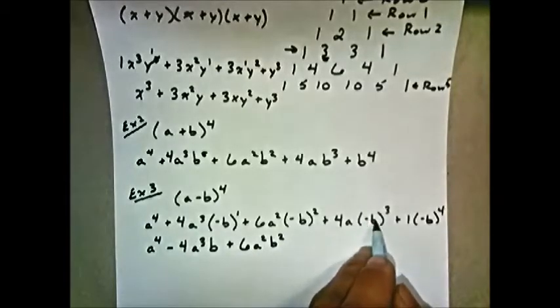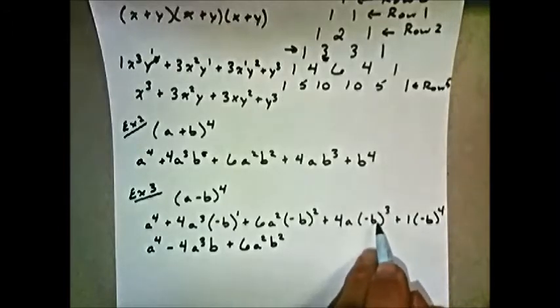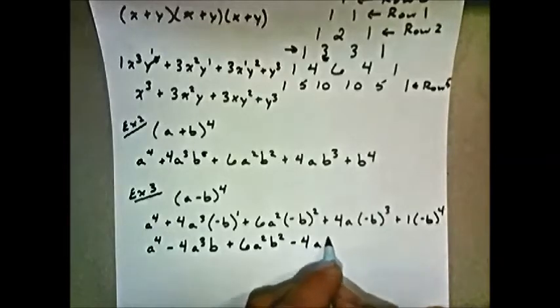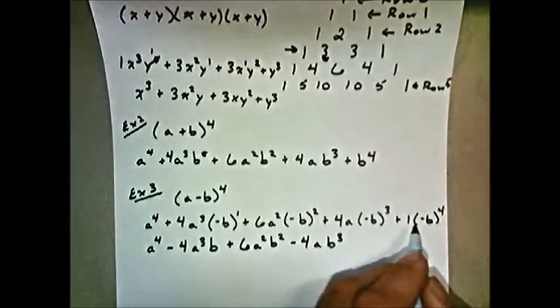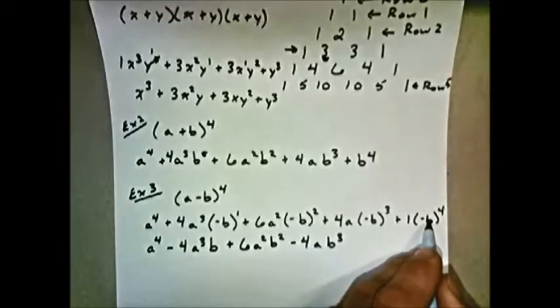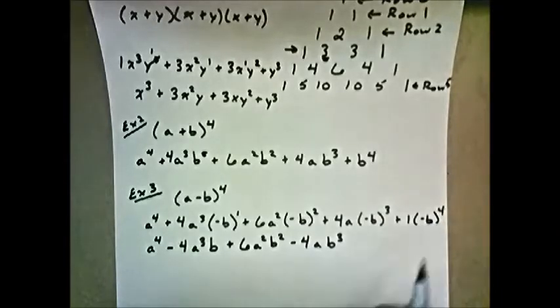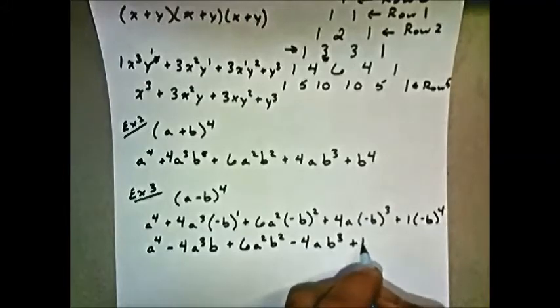Here we have a negative b to the third, so we have 3 negatives multiplied together, which will give us a negative. So minus 4ab to the third. And our final term, we have a negative b to the fourth, so 4 negatives multiplied together will give us a positive b to the fourth.